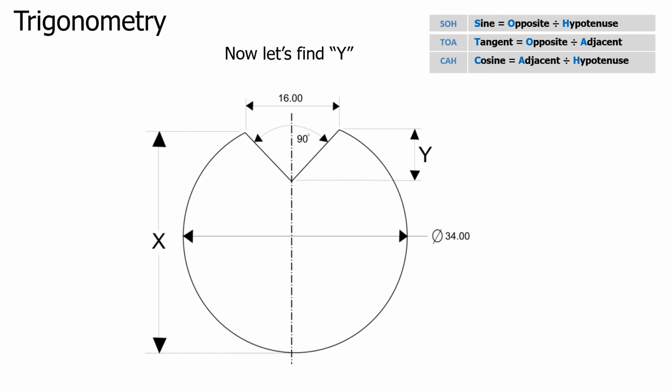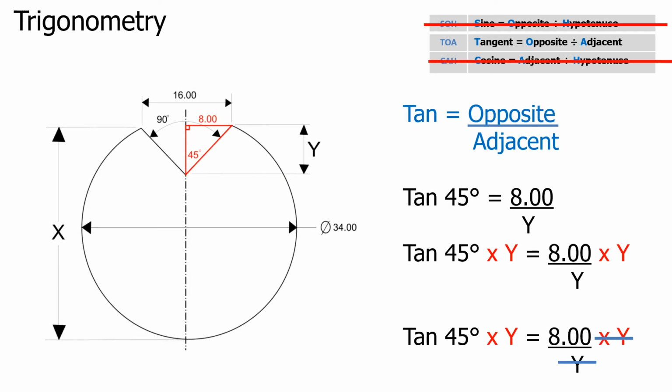Pause the video now and see if you can work out how we get the Y dimension. Let's have a look. I've made a triangle. I've got 8 millimeters. I'm looking for Y, and half of 90 degrees is 45. So I've created a triangle and I'm looking for the adjacent side and I have an opposite side. So tan equals opposite over adjacent.